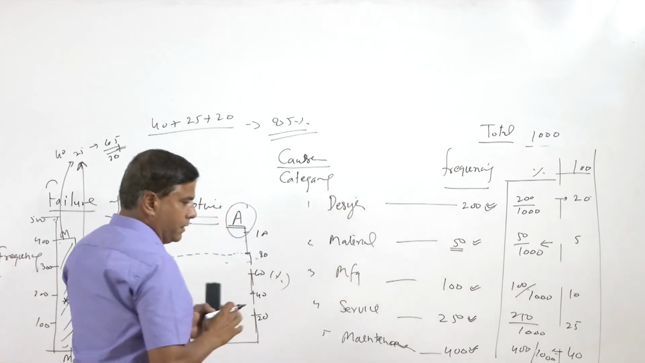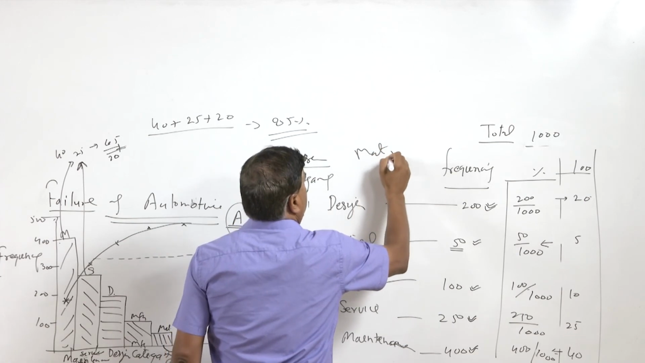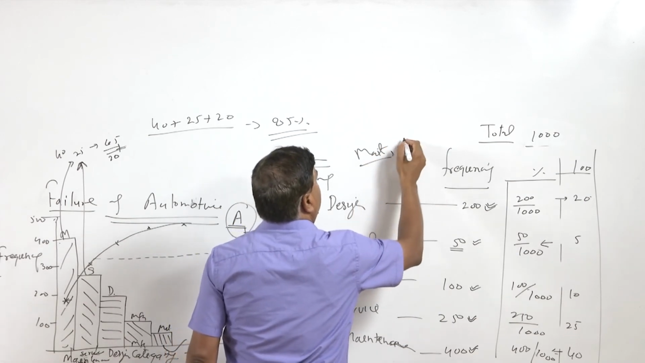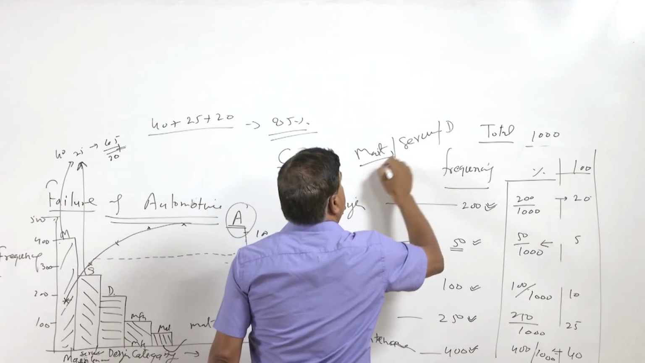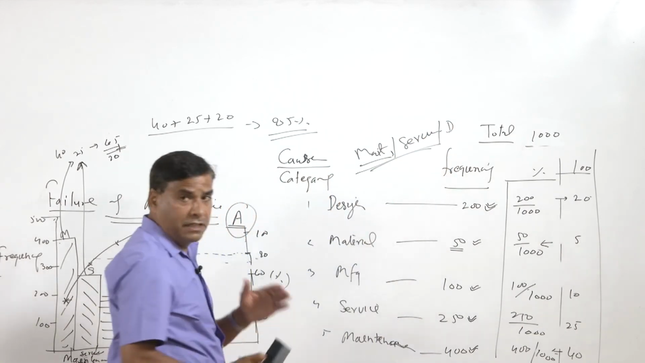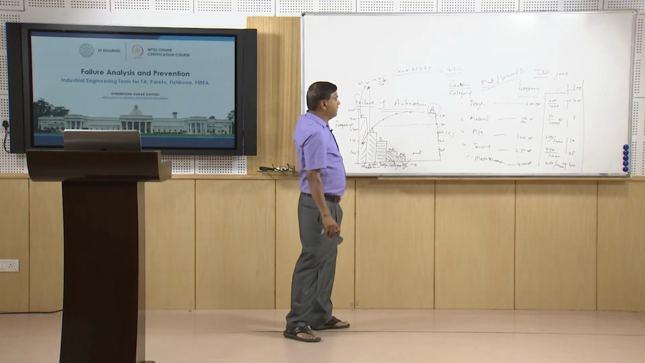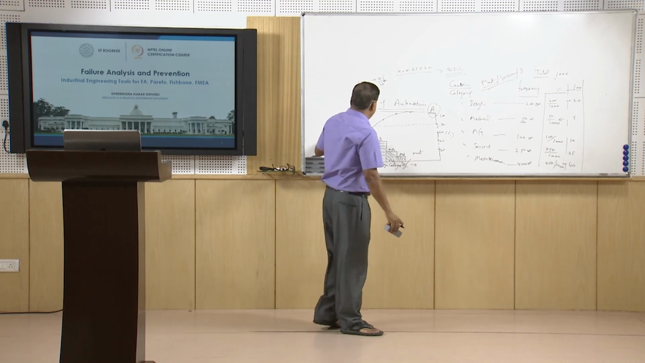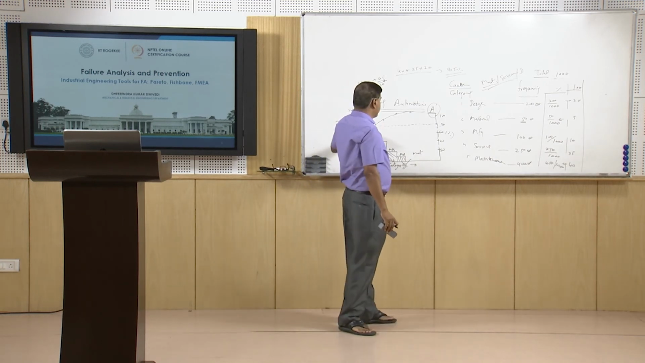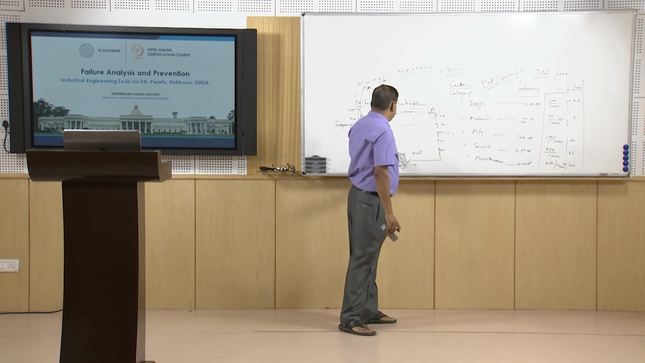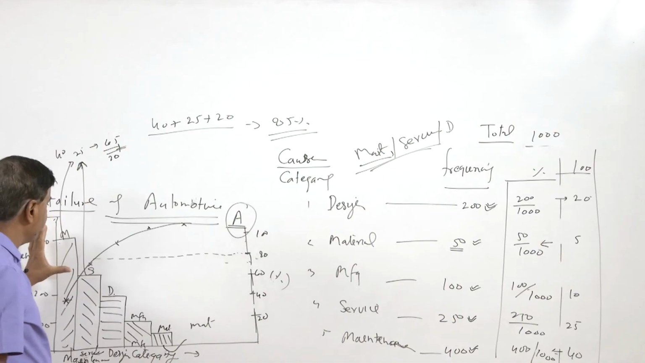So the 3 factors, maintenance, service and design, are the factors having the significant contribution towards the failure, accounting for 85%. What we have identified is that maintenance, service and design are the major factors as compared to the material and the manufacturing. So we need to focus more on these.